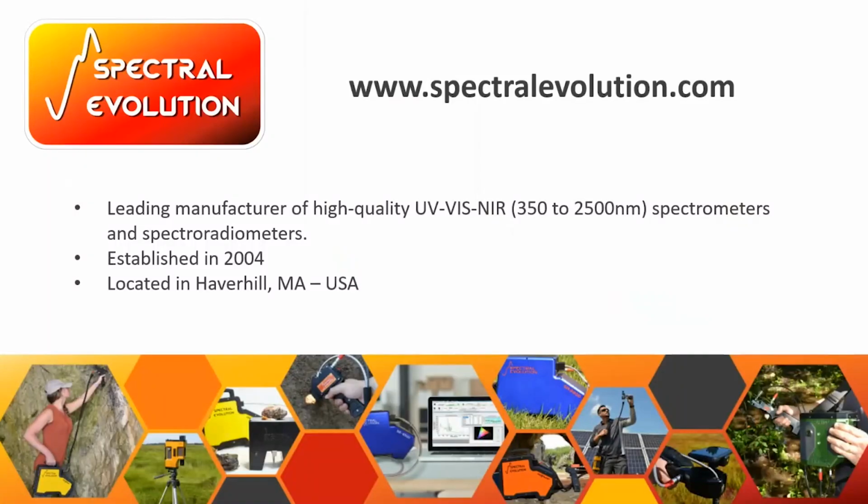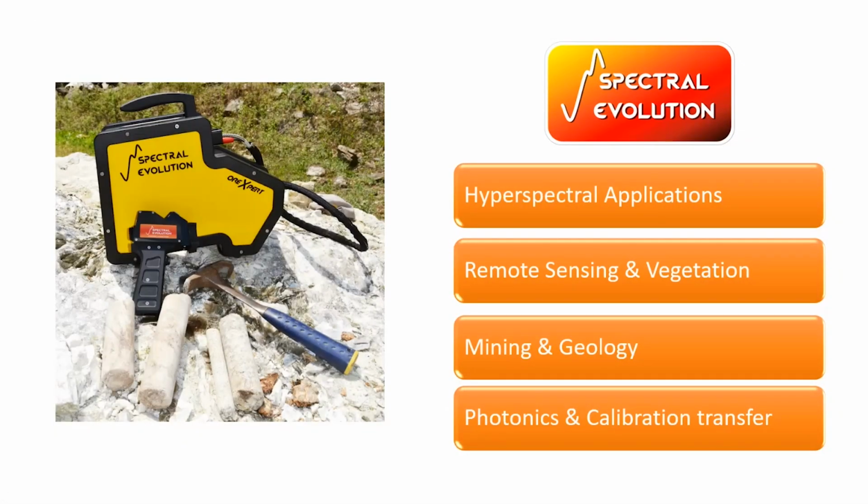So Spectral Evolution has been around for nearly 21 years, established in 2004. We're located in Haverhill, Massachusetts, and we're built here as well. We're the leading manufacturer of high quality UV-Vis, NIR spectrometers and spectroradiometers. And today we'll be talking about spectrometers. Our common applications are in hyperspectral applications, remote sensing and vegetation, mining and geology, as well as photonics and calibration transfer.